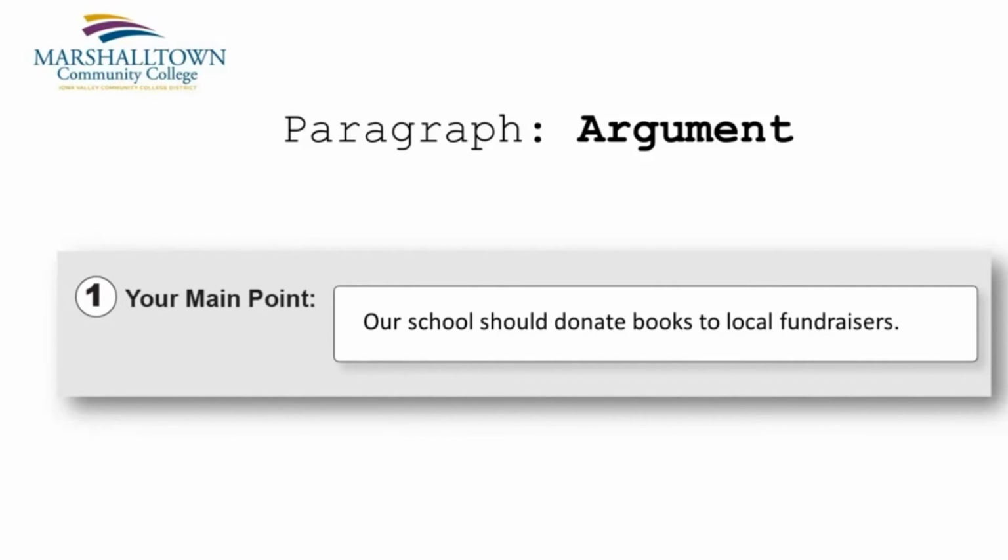Our school should donate books to local fundraisers. Or our school cafeteria should provide better quality food. Or students should earn credit for prep college courses. Or how about prep college courses should be free? The speed limit on Elm Street should be raised to 55 miles per hour. Or the speed limit on Elm Street should be reduced to 25 miles per hour. These are all main points that could be good candidates for writing an argument paragraph.